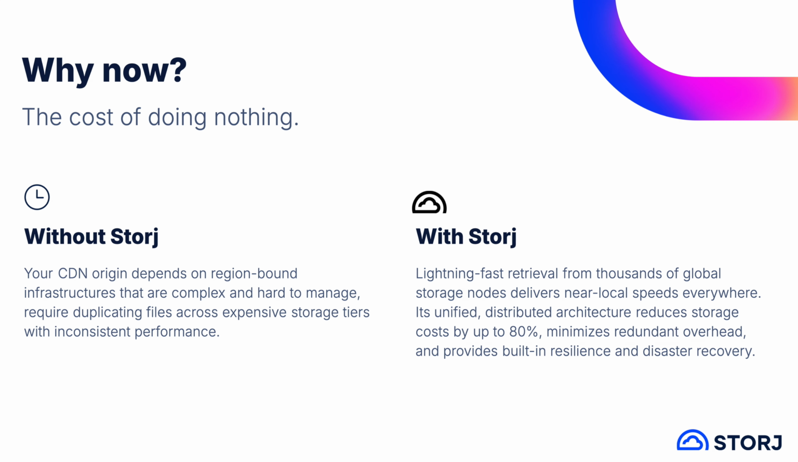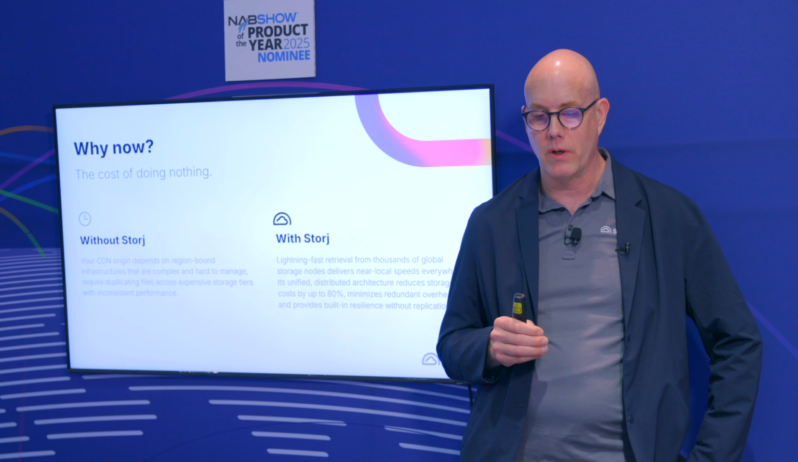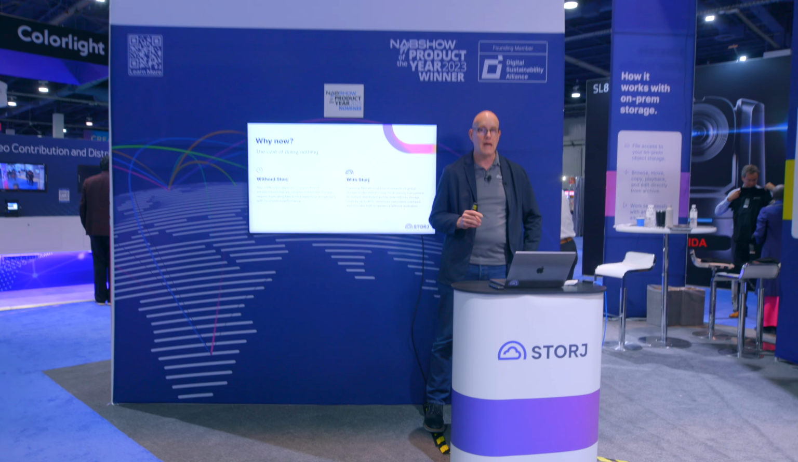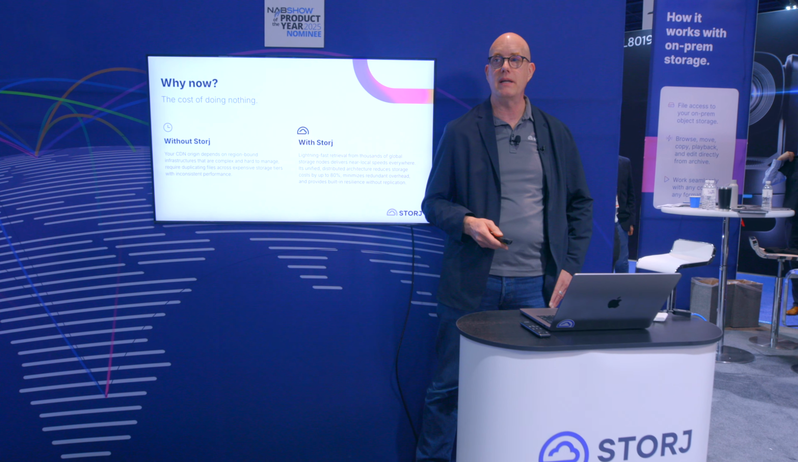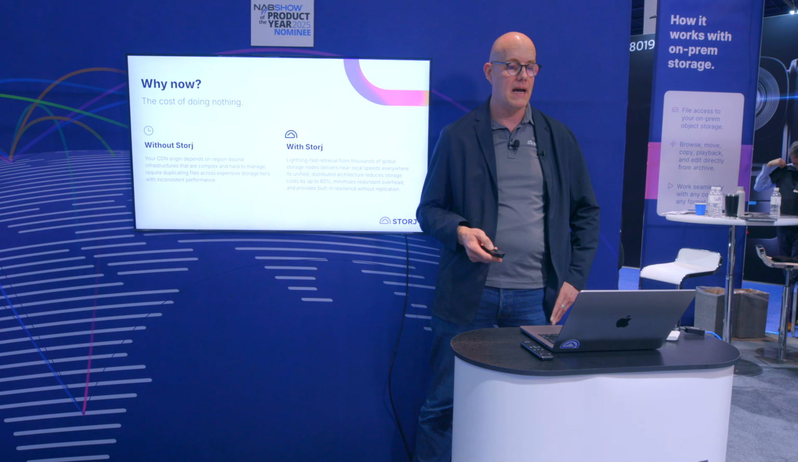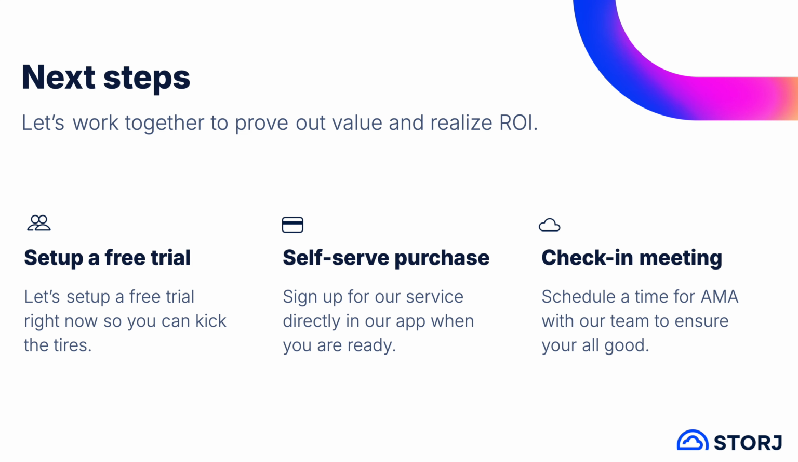So the cost of doing nothing is very high. If you stay with your existing provider, your CDN performance depends on your ability to replicate and replicate quickly. The infrastructures are complex and the pricing is even worse. With Storj, you get simple pricing, global distribution, one copy, strong consistency for read after writes, and absolutely the fastest delivery out there.